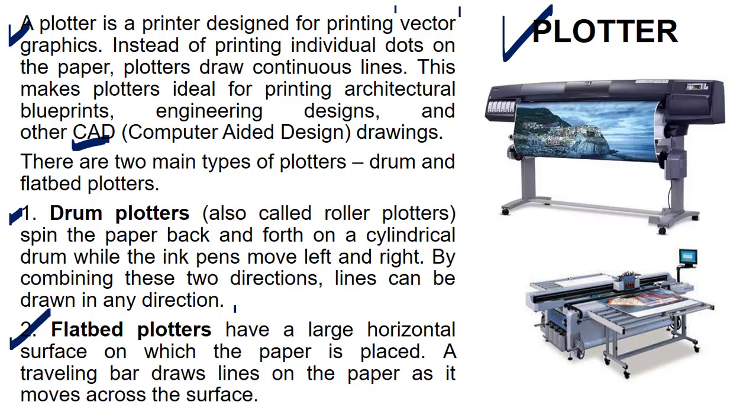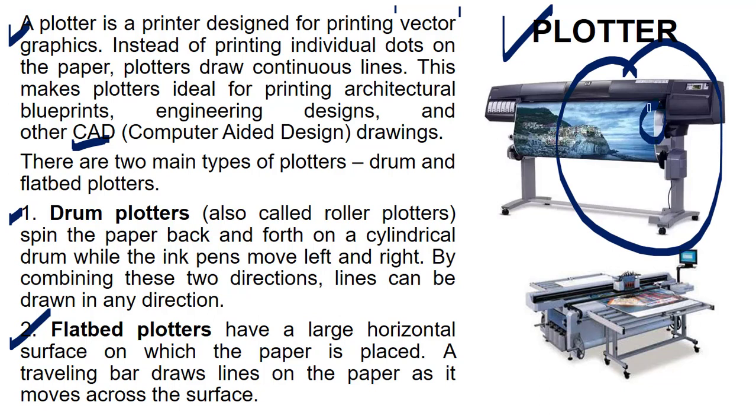The drum plotter is something like this. Here we have an example of a drum plotter. In this drum plotter we have a drum inside, and the paper is rolled on this drum to print the image. A drum plotter spins the paper back and forth on the cylindrical drum while the ink pens move left and right. So the printing head moves from left to right to print the image. By combining these two directions, lines can be drawn in any direction.